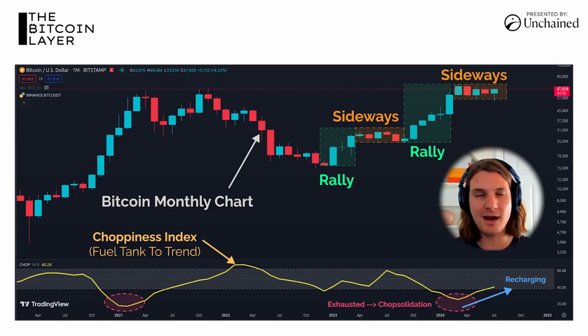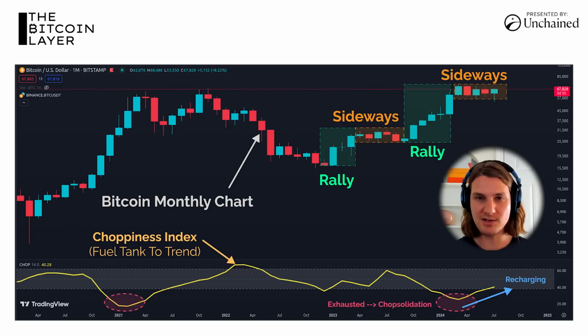And what I love about it, something about just the way I like to look at markets, I like when things are non-directional, right? Because it forces me, as an engineer, to understand which thing is driving the market. So the best way to think about the choppiness index is like a fuel tank.